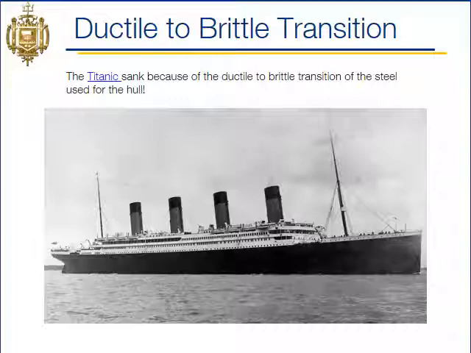So a big case where ductile to brittle transition cost a lot of lives was the Titanic. So the hull was made out of a carbon steel that underwent ductile to brittle transition at a relatively high temperature. As it was transiting the North Atlantic, the metal became brittle, and then when it hit the iceberg, instead of just bending around the iceberg, it shattered and it allowed water to come in and caused the Titanic to sink.